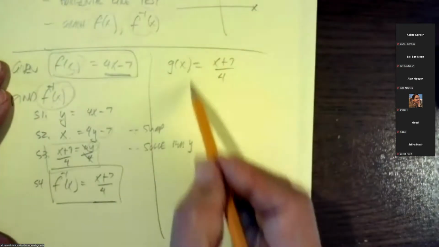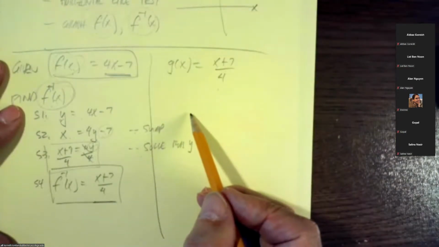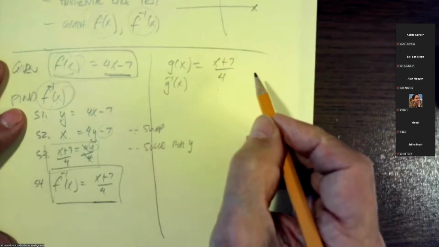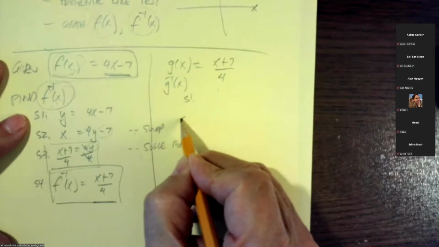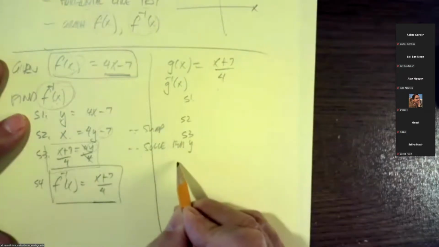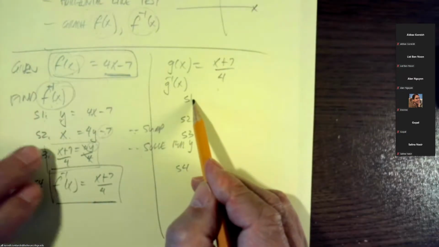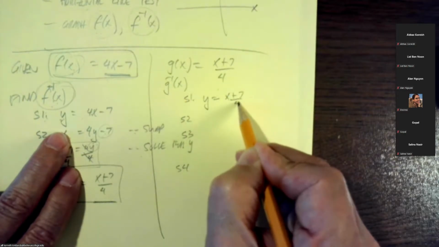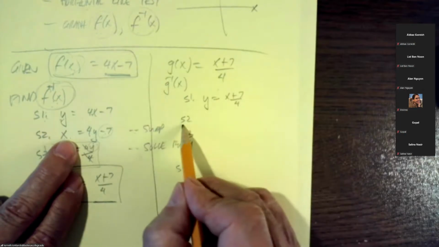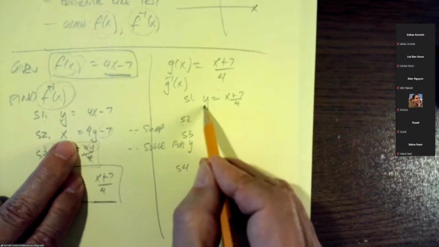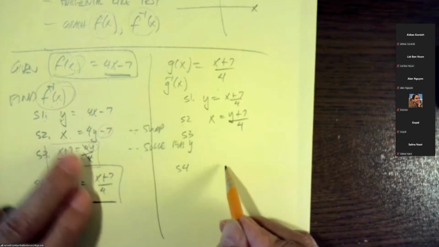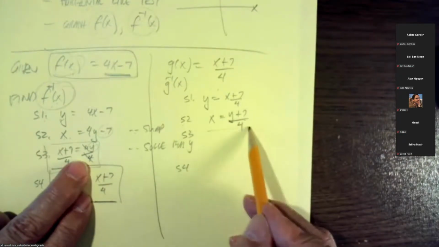Okay, so now what we want to do is the same thing with this function. So I'll say find the inverse function of g. And I'll say, well, step 1, step 2, step 3, step 4. Step 1 says I'll let y equal x plus 7 over 4. Step 2 says I swap or interchange the variables. So the y becomes an x and the x becomes a y. And then step 3, I solve this equation for y.